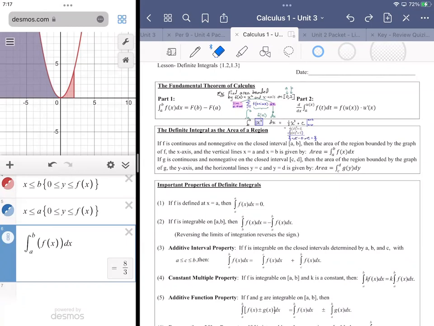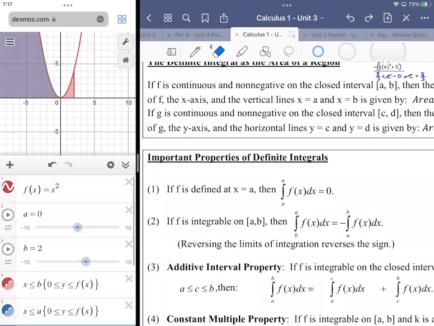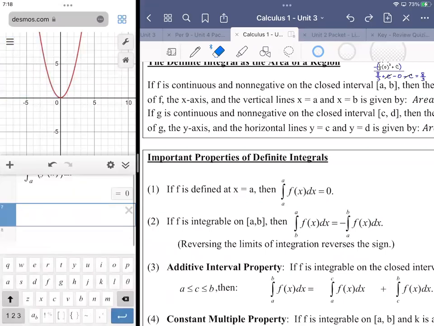All right. So the first property here: if f is defined at x equals a, meaning it exists in some capacity, then the definite integral over the interval of a to itself would be equal to 0. That should make sense, because what that's saying is no area has been accumulated. So if I take my function and go from some a value to some other a value, let me actually just go by the vertical lines here. So I'll say x equals a, x equals b.